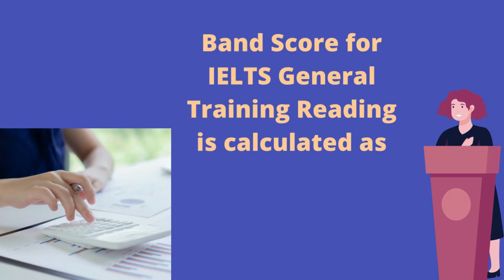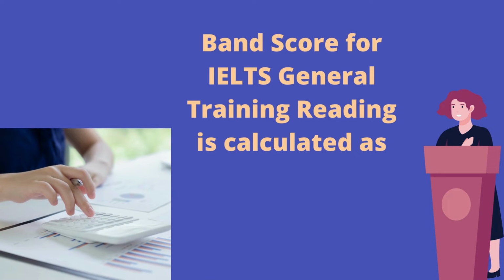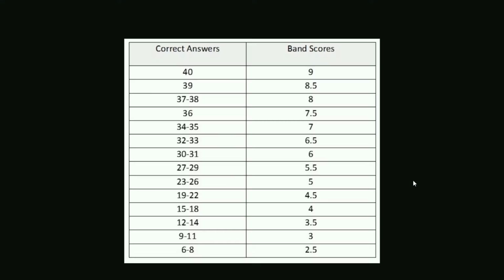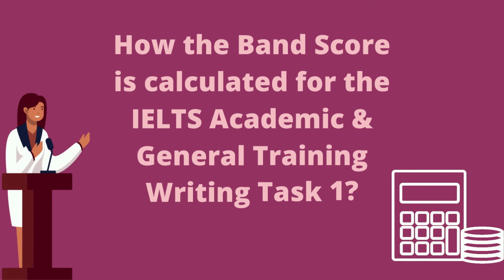Band score for IELTS general training reading is calculated as, here is the band descriptors for IELTS general training reading test. You should have at least 6 band score for getting good band scores in this module. And for getting band 6, you should make 30 to 31 questions right. And if you want to get 6.5 band score, you should make 32 to 33 questions right, and so on like this for getting higher band scores in this module.